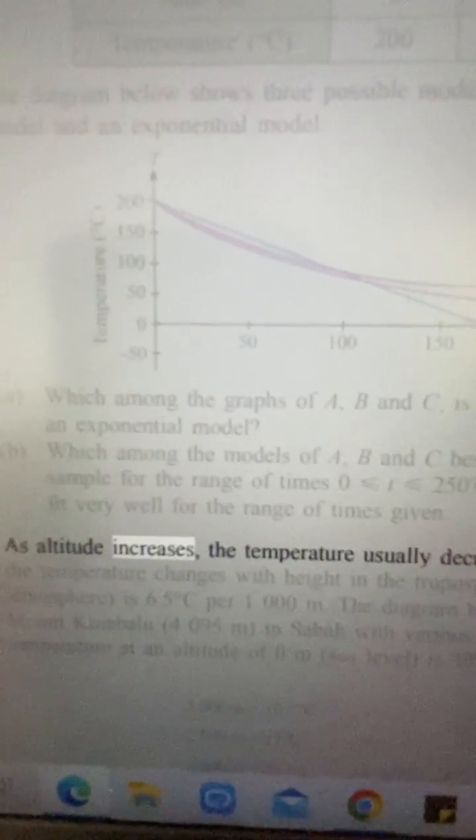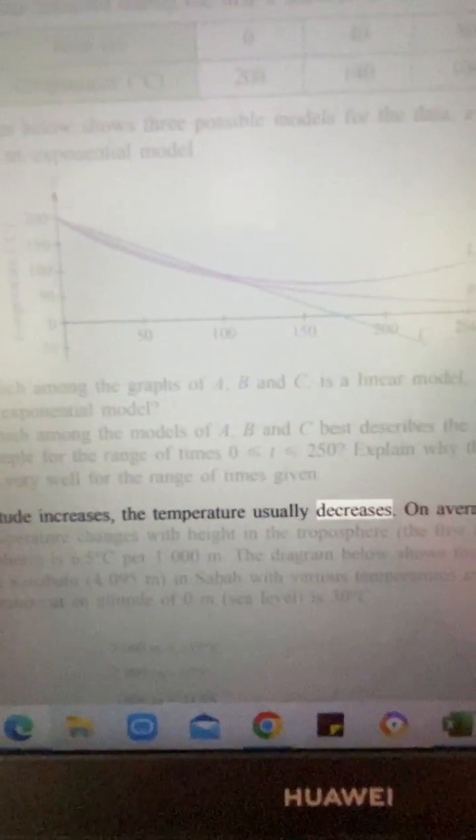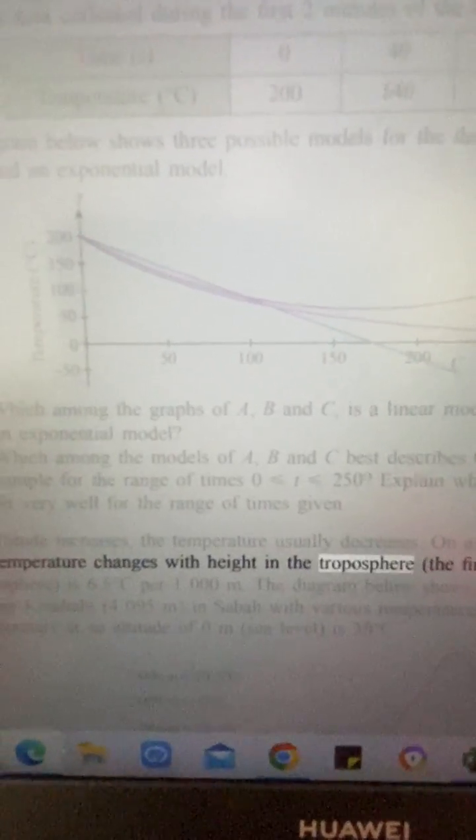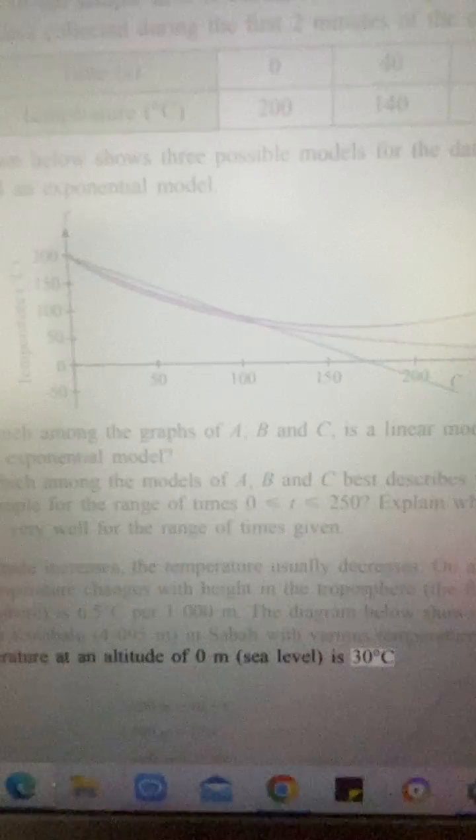3. As altitude increases, the temperature usually decreases. On average, the rate at which the temperature changes with height in the troposphere, the first layer of the Earth's atmosphere, is 6.5 degrees Celsius per 1000 m. The diagram below shows the cross-section of Mount Kinabalu, 4095 m, in Sabah with various temperatures at different altitudes. The temperature at an altitude of 0 m, sea level, is 30 degrees Celsius.